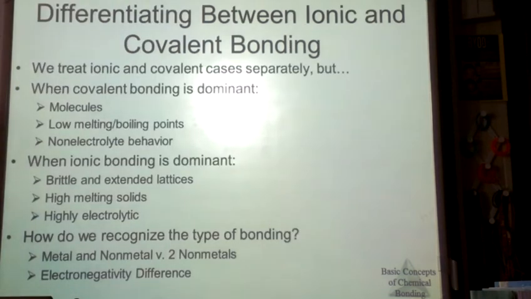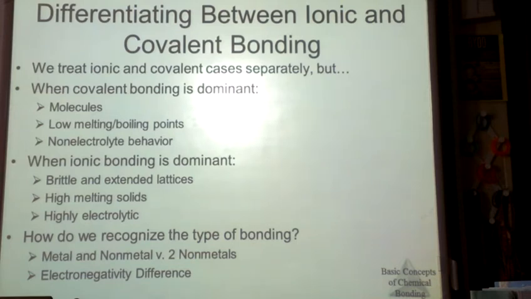So let's differentiate between ionic and covalent bonds. We treat ionic and covalent cases separately, but it doesn't mean that we think about them as being just all ionic or all covalent, because sometimes we see that there's a difference, or we see that it's on a spectrum, really, because we treat acids as though they're ionic, even though they have covalent characteristics as well.